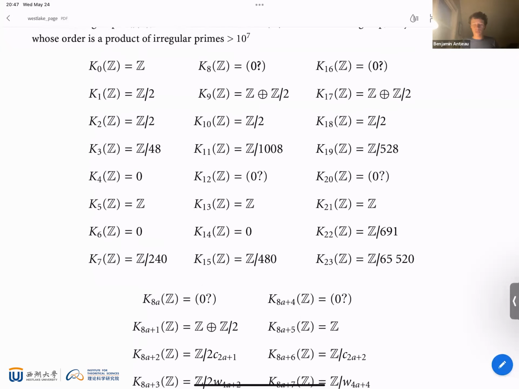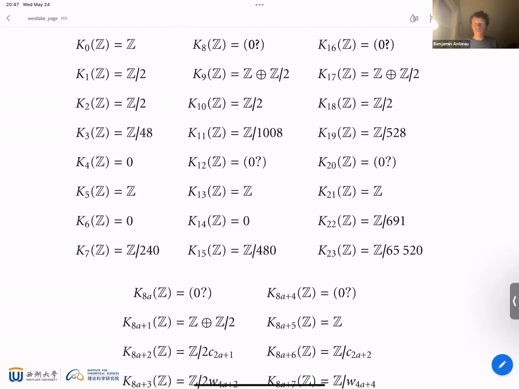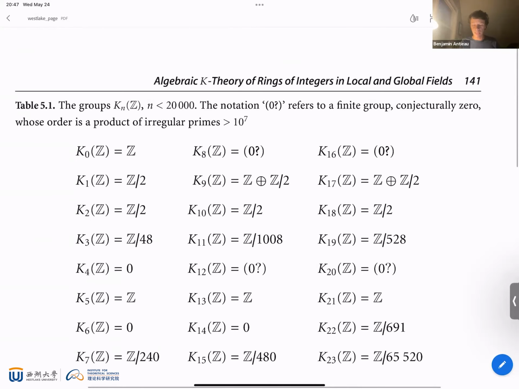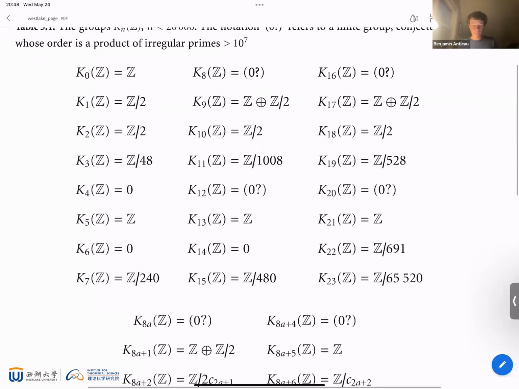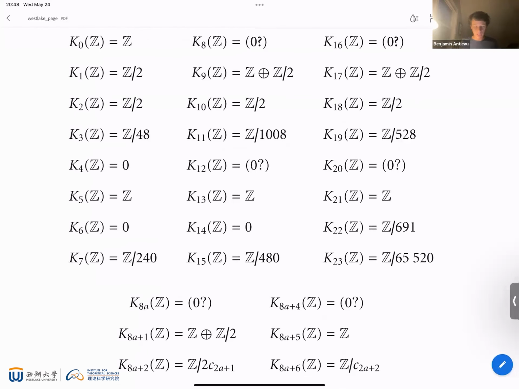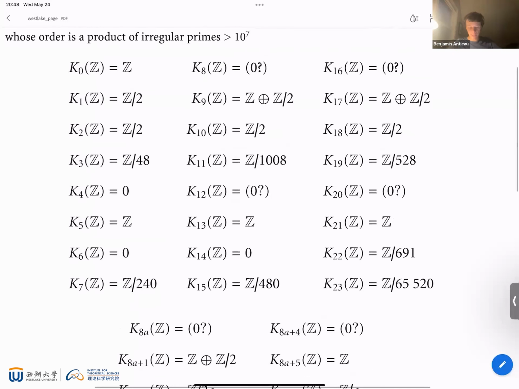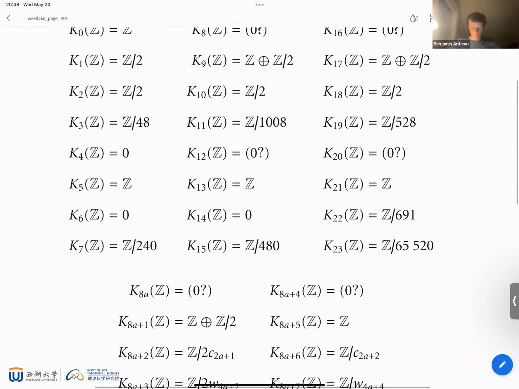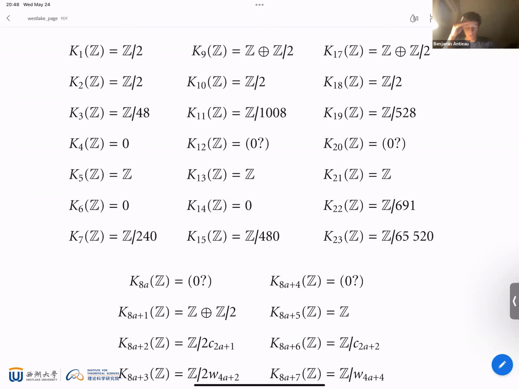So this is taken from Weibel's survey on the algebraic K-groups in the Handbook of Algebraic K-Theory. And it's a picture of the first few K-groups of the integers. And you see these are interesting numbers. And not all of them are known. So basically, everything is known except in the two cases where the degree is congruent to 0 modulo 4.